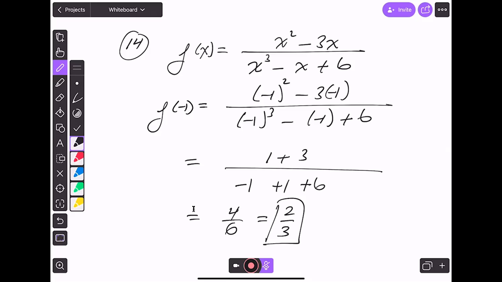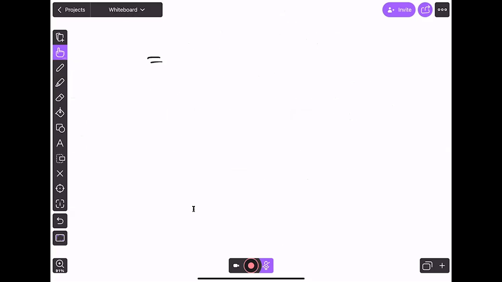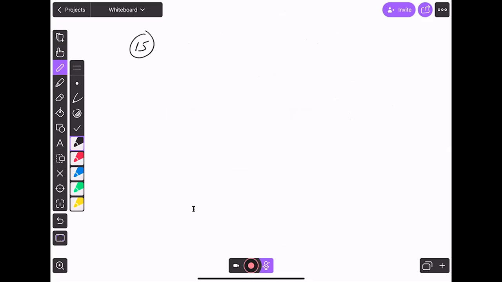All right, let's go to number 15. Just give me a second to push that up. And we're on 15 now. And what's 15? Find the x and y intercepts and graph the line. Well, let's write this down.